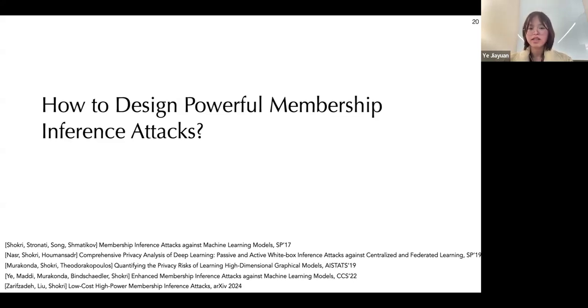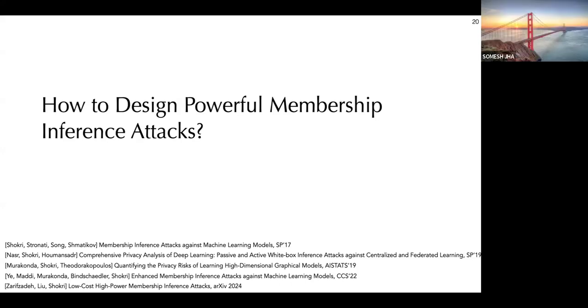And things go on like this for various other factors of architecture. Usually the trend is that the better the performance of the model is, the more susceptible it is to membership inference attack, at least for certain points, because it has more capacity to memorize certain points. Thank you.